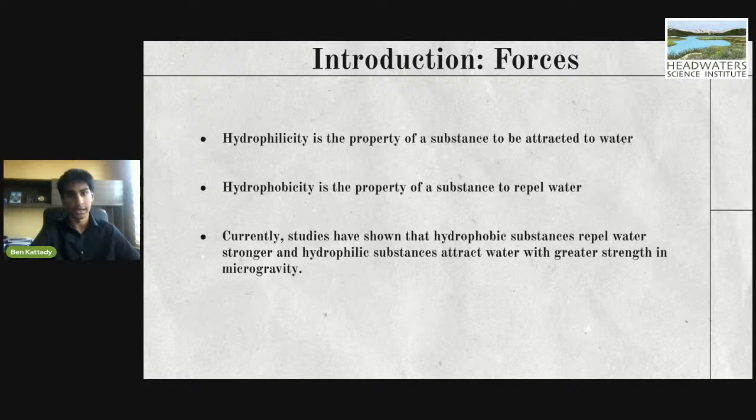Currently, studies have shown that hydrophobic substances repel water stronger, and hydrophilic substances attract water with greater strength in microgravity. One study in particular showed that in microgravity, water reached Kinsey states with hydrophobic substances. And this basically means that water repelled fully from a hydrophobic substance in microgravity. Another study showed that in microgravity, there was condensation from the water on hydrophilic substances, which shows that the water was attracted to the hydrophilic substance in microgravity.